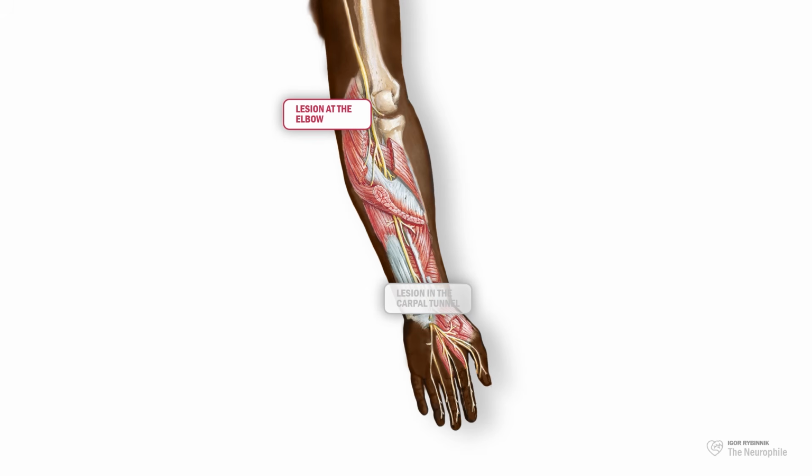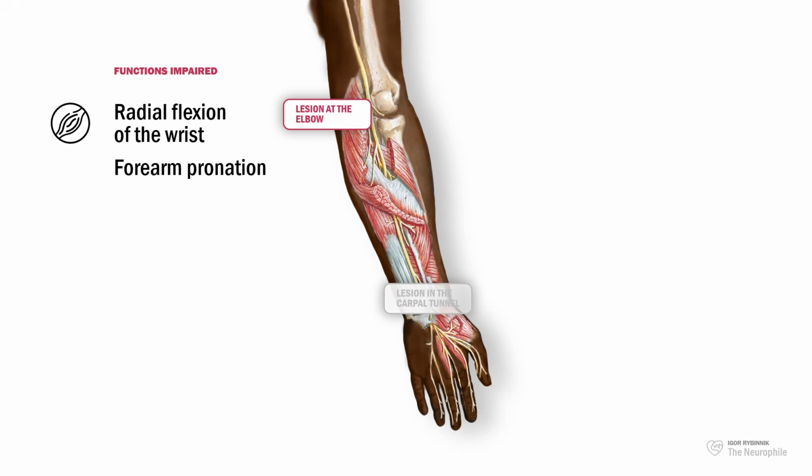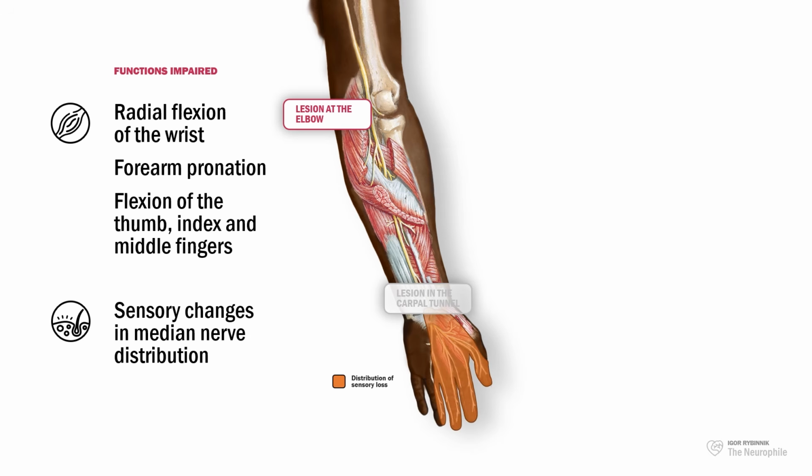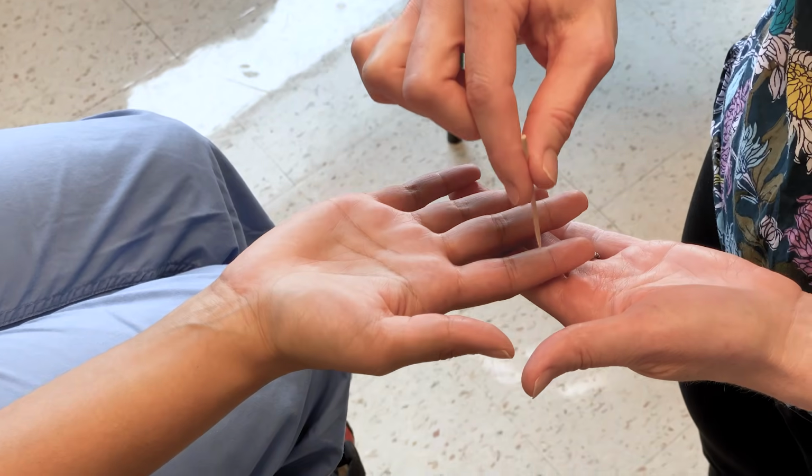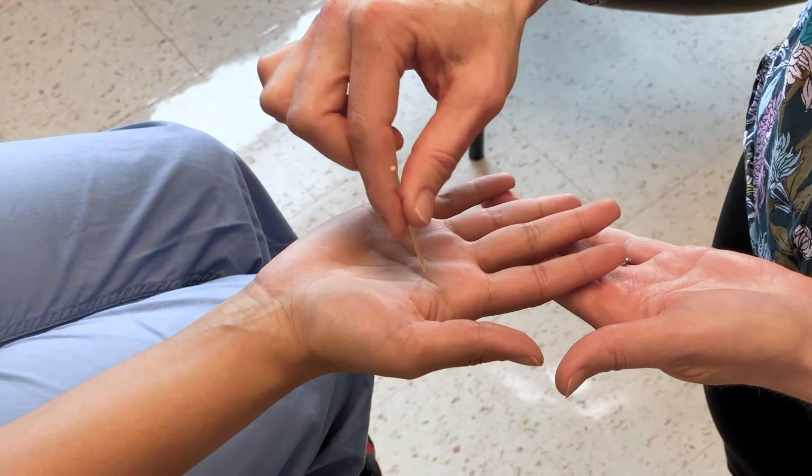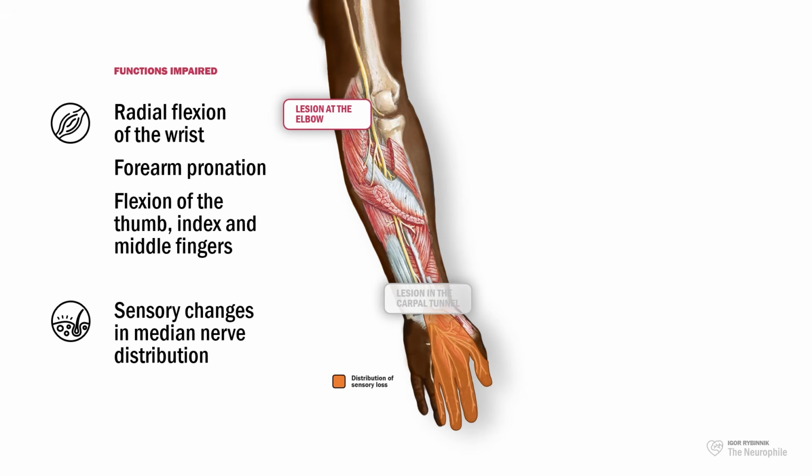Compression of the median nerve at the elbow may be caused by tumors, thick ligaments, or even vascular catheterization procedures. As you can imagine, all functions of the median nerve will be affected. Radial flexion of the wrist, forearm pronation, flexion of the thumb, index, and middle fingers, and the sensory changes affecting the entire median sensory distribution. Elbow and the wrist are not the only places that the median nerve can get compressed or injured.